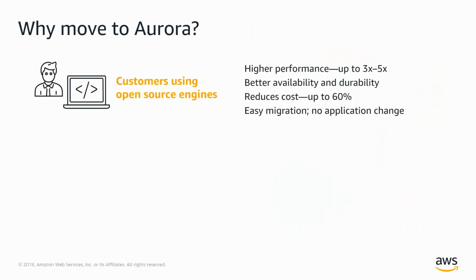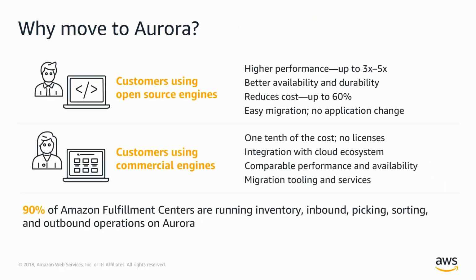So why are customers moving to Aurora? We talked about customers using those open source engines, but they want the performance of a commercial database engine. With Aurora, we get about 3 to 5 times the query throughput that we would get out of similar open source engines, for the same amount of compute. There's better availability and durability because of the storage layer that we discussed earlier. It reduces cost up to 60%. We've talked about features like Aurora Serverless that allow you to scale that compute to 0.